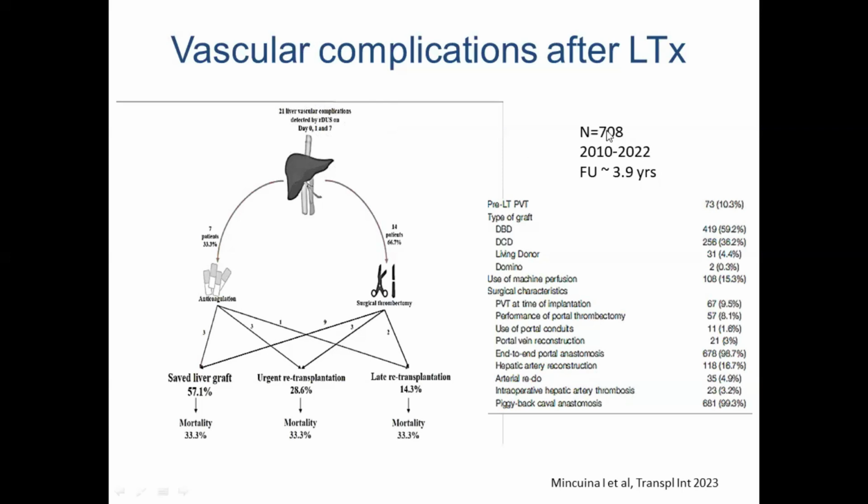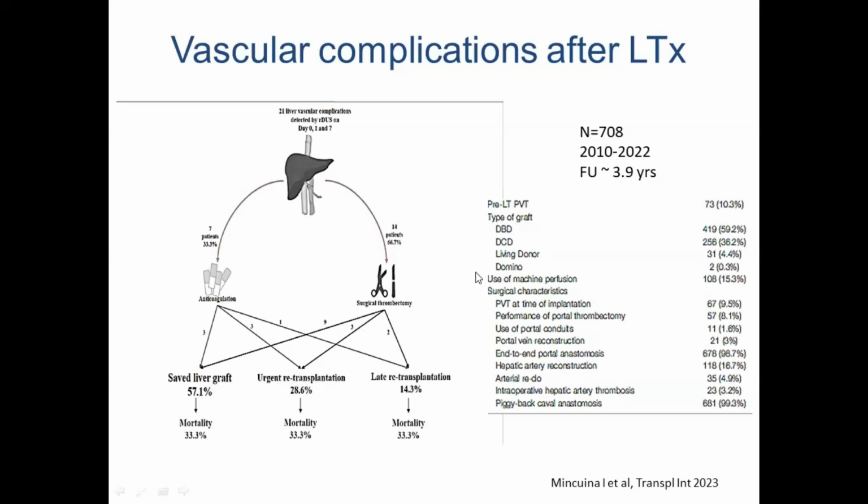So of the 708 transplants performed, 21 liver vascular complications were picked up in the first 7 days. 7 of these patients were anticoagulated, 14 were taken to the theater, and you can see that in many of these patients, the graft was saved. In up to 60% of the patients, the graft was saved, and the number of patients who needed an urgent retransplantation or a late retransplantation is indicated here.